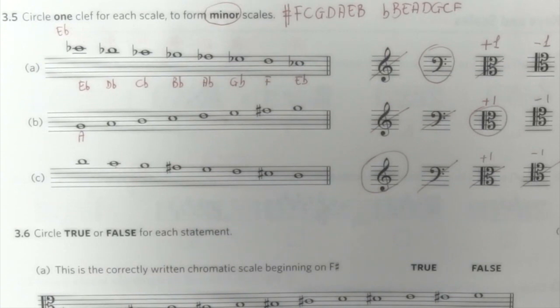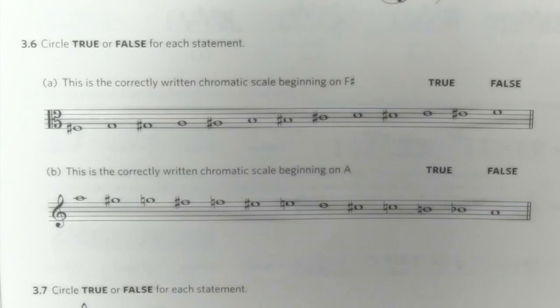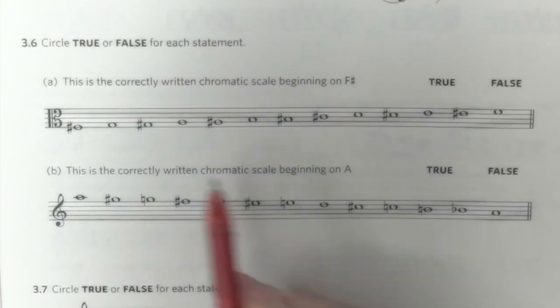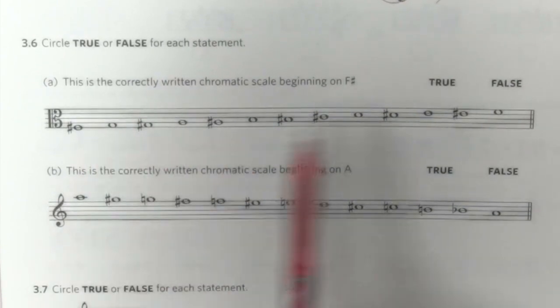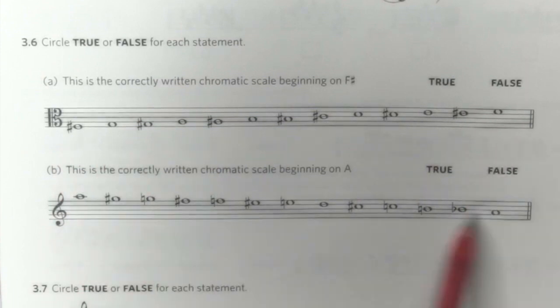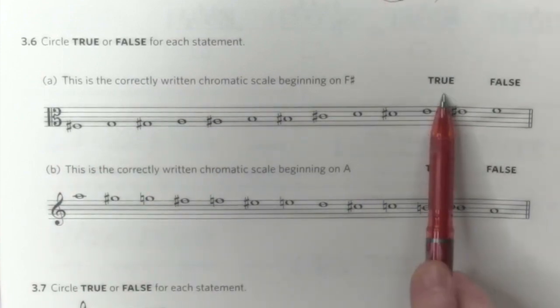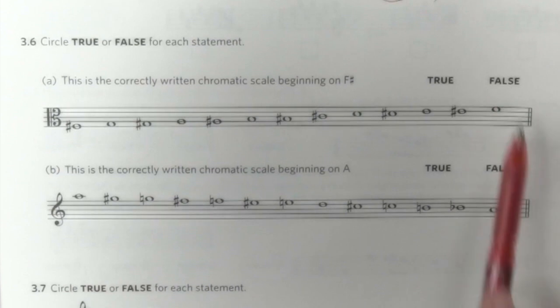So, in this case, patience, patience, patience. You see that the time I've spent to answer this, that's normal. Let's move on to the next question. Chromatic scales. We need to state whether the 2 chromatic scales are correctly or incorrectly written.